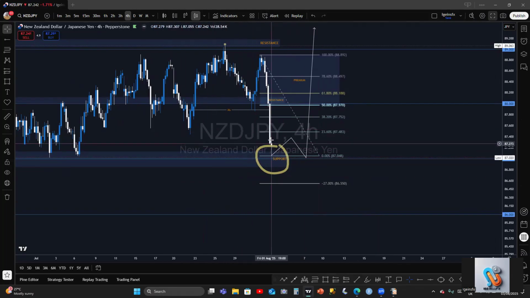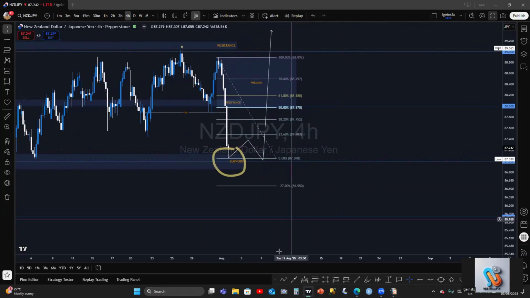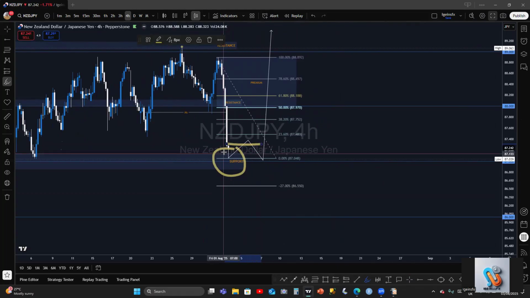But we must wait first, because just because we are seeing a rejection like this, we won't step in. We'll wait for buyers at least to push above this level. Then we'll see what will happen. But as far as I'm concerned, I will not get involved in this trade. I will only wait for price to push into a premium level. I personally will be looking to short.